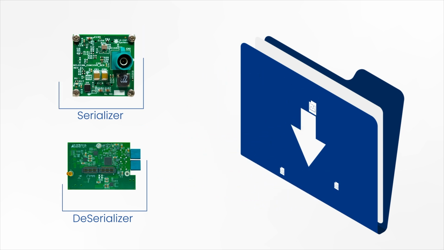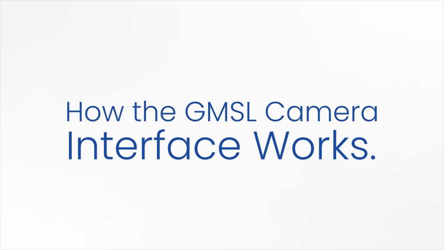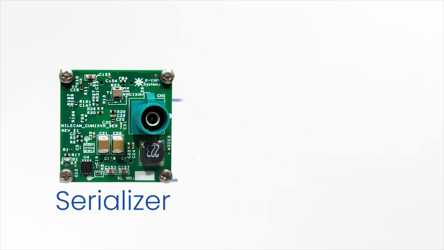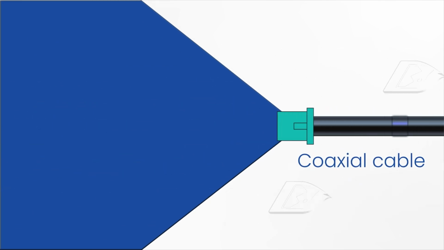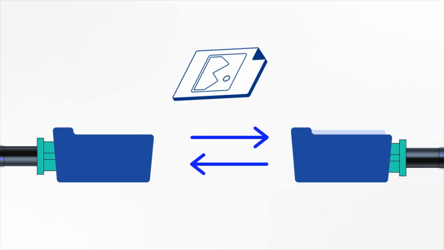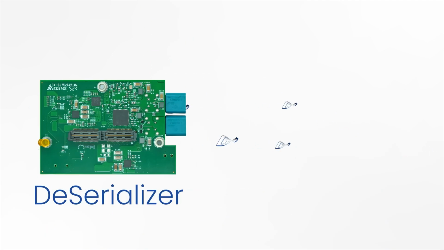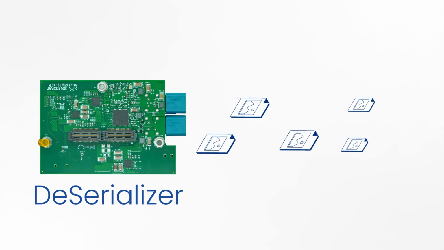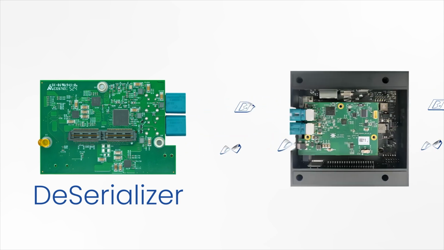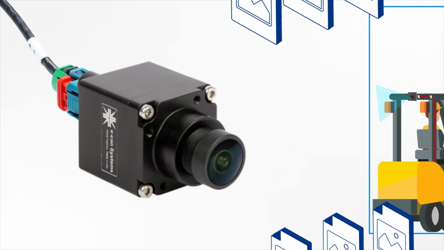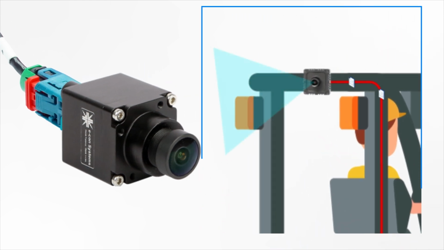Let's break down how the GMSL camera interface works. First, the serializer: it takes the data in parallel form and converts it into a high-speed serial stream. Next, transmission: this high-speed stream travels over a single coaxial cable, allowing for quick data transfer and two-way communication. Finally, the deserializer: on the other end, it converts that serial data back into parallel form, ready for processing. The best part of GMSL lies in its ability to support high data rates and long-distance transmission without compromising performance.